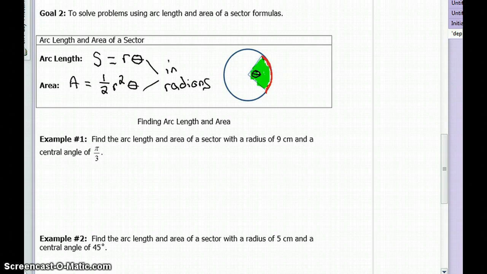All right, so example 1. Find the arc length and area of a sector with radius 9 centimeters and central angle of pi over 3. Theta is already in radians, so I can go ahead and use this formula. The most common mistake is not converting from degrees to radians. So arc length is equal to my radius, which is R, and I should have put that up here, R equals radius. And so my radius is 9. I'm going to multiply that by theta, which is pi over 3.